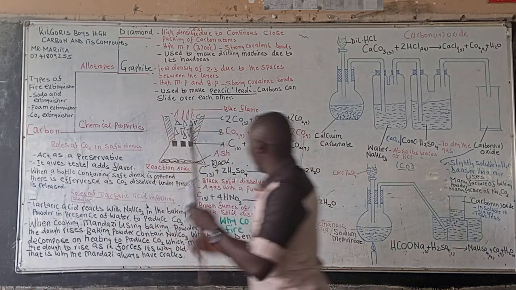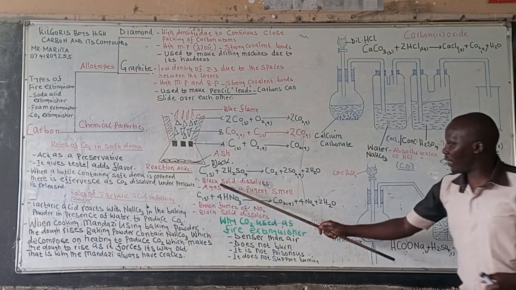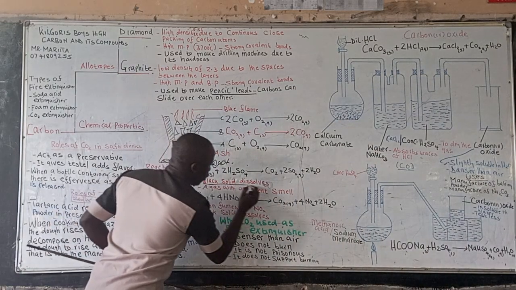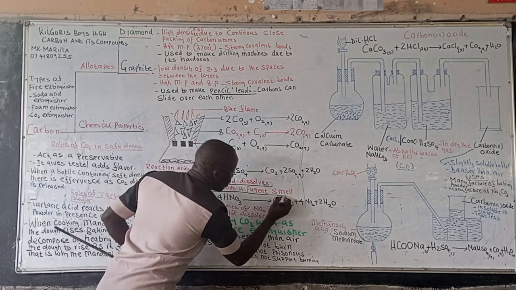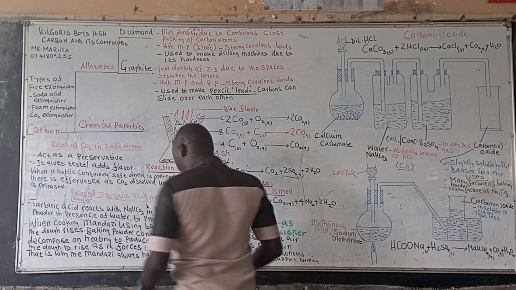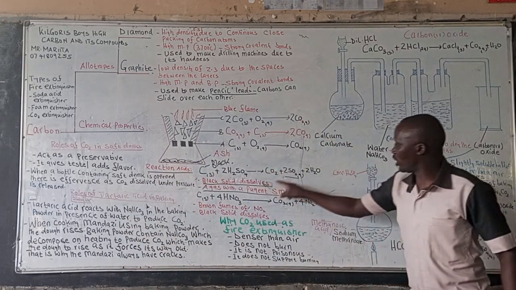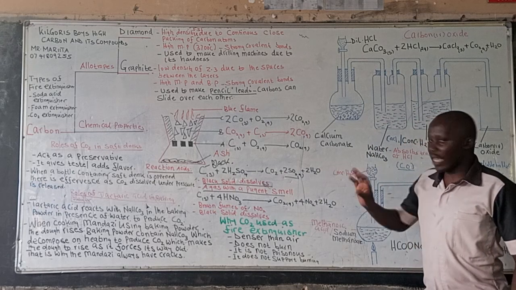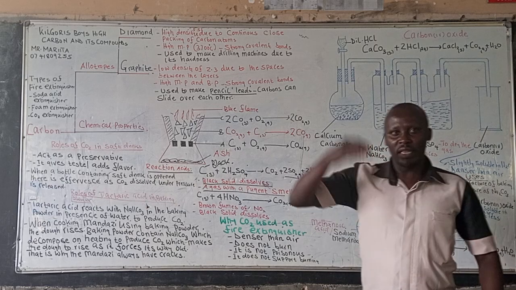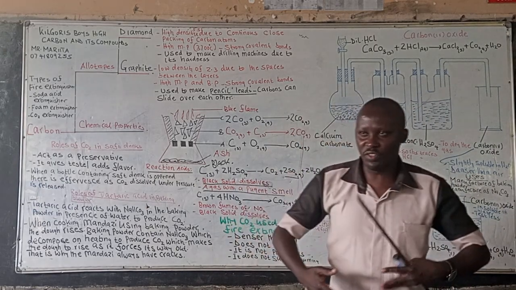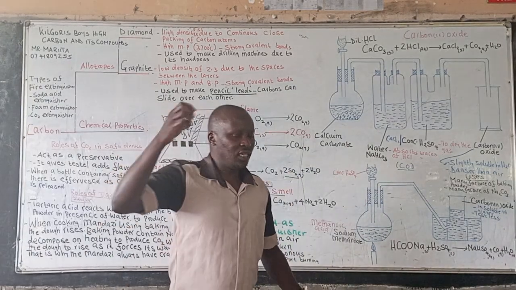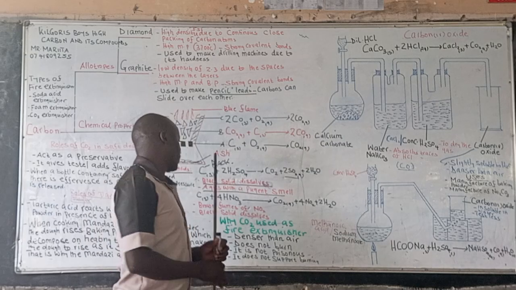So what happens when it reacts with concentrated sulfuric acid? The black solid dissolves. That is the first observation. Then there is production of a gas which has a pungent smell, and that gas is sulfur dioxide gas. Of course, alongside that, we have the formation of carbon dioxide gas. That is the reaction when carbon is reacting with concentrated sulfuric acid.